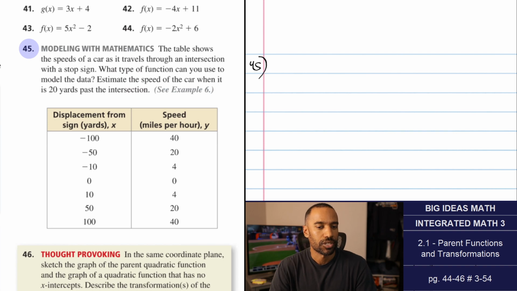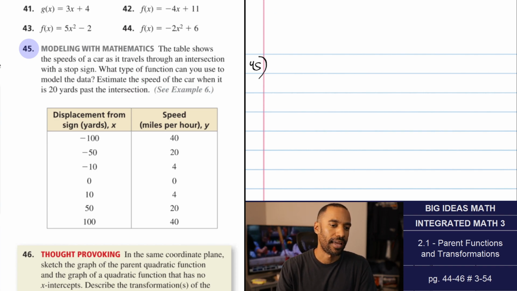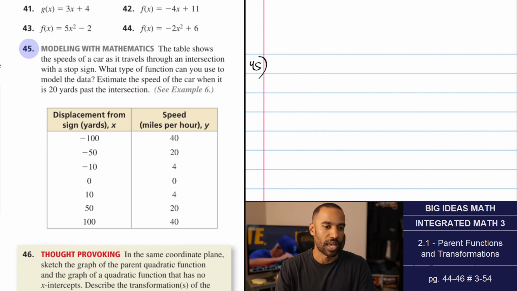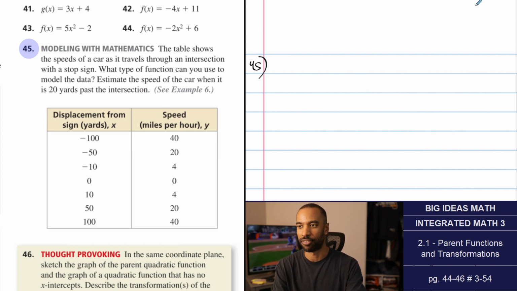Modeling with mathematics. The table shows the speeds of a car as it travels through an intersection with a stop sign. What type of function can you use to model the data, and estimate the speed of the car when it is 20 yards past the intersection? So at displacement from sign in yards, it's 100 yards before the stop sign, and then at 0 yards is at the stop sign. That's why its speed is 0. So it's slowing down, it hits 0, and then it speeds up again is what we have here.